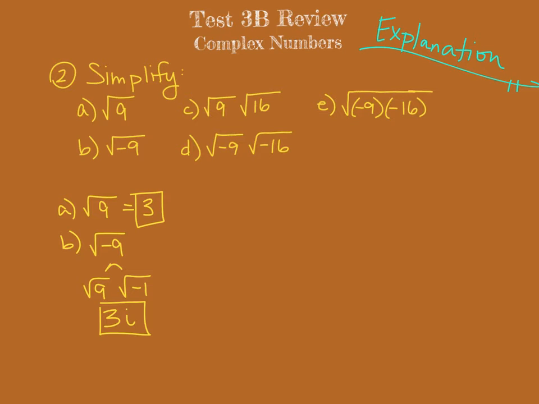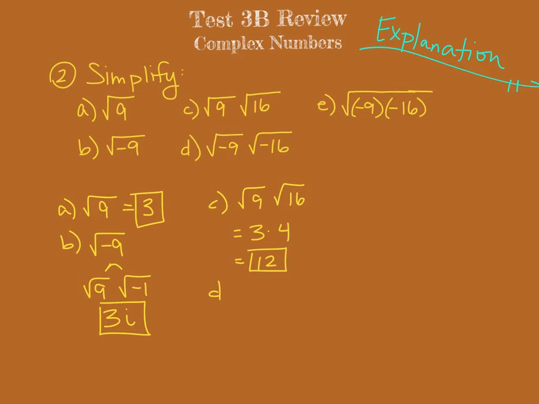Part C, there are a few ways to do this one, but what I'm going to do is just do it step by step and break down the square root of 9 and the square root of 16. The square root of 9 is just 3, square root of 16 is 4, and multiplying those we will get 12.